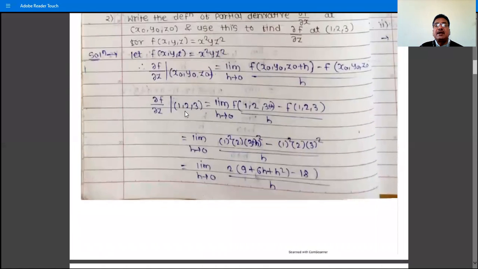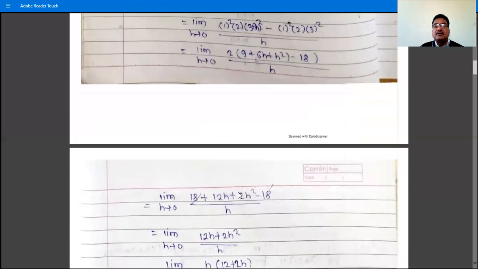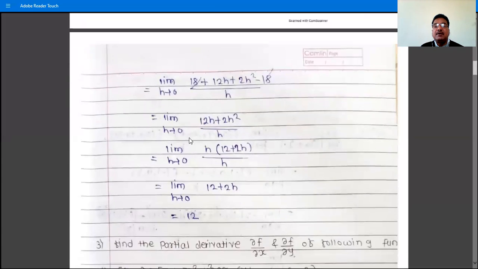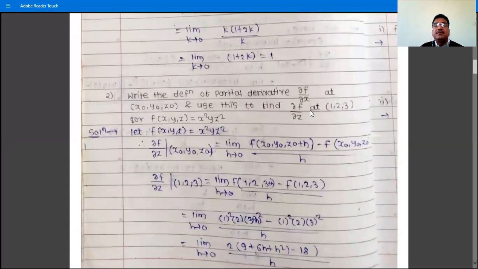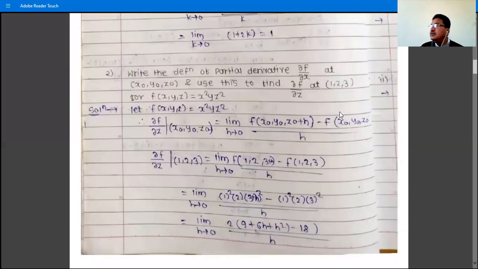And then ∂f/∂z at (1, 2, 3) is what? Substitute x₀ as 1, y₀ as 2, and z₀ as 3. Instead of h, we can also take L, small l. So using the definition, substitute x as 1, y as 2, z as 3 plus h. And here f(1, 2, 3) is what? Substituting x as 1, y as 2, and z as 3, we get the answer 18. After simplification, take h as common, cancel h, and we have the answer 12. So this is the derivative of the function f with respect to z at (1, 2, 3).